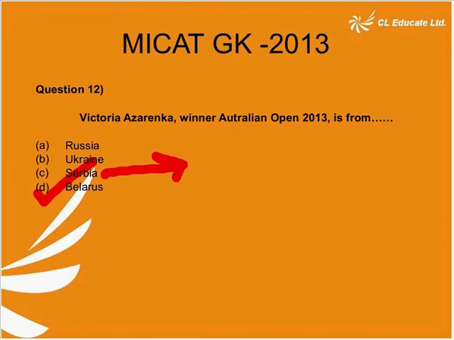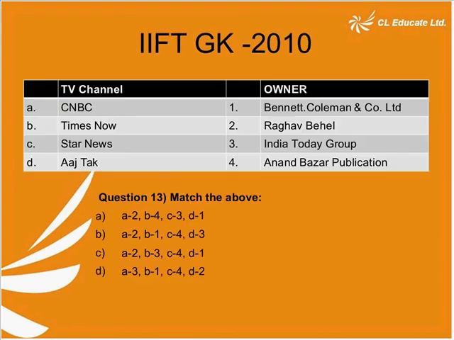Okay, match column 1 with column 2. Yes, he has been winning since past 3 years. Now, match column 1 to column 2. ABP Anand Bazar to Star News. Absolutely correct, is it? So, C is 4. Very good. Star News has become ABP News. So, that gives us C4. So, A is certainly omitted.